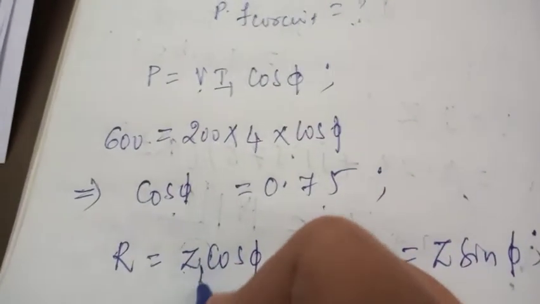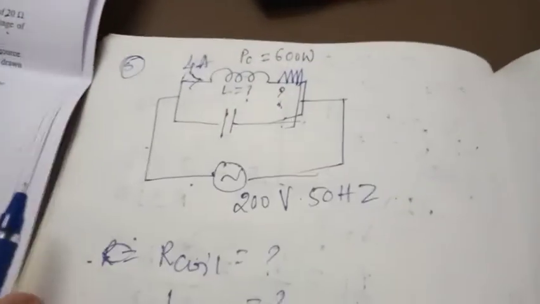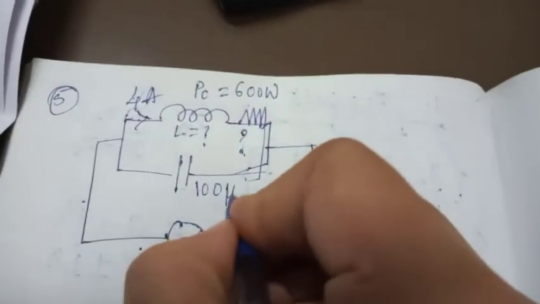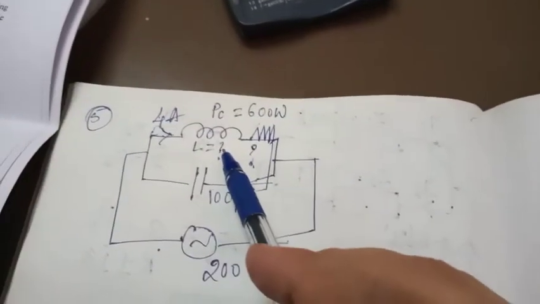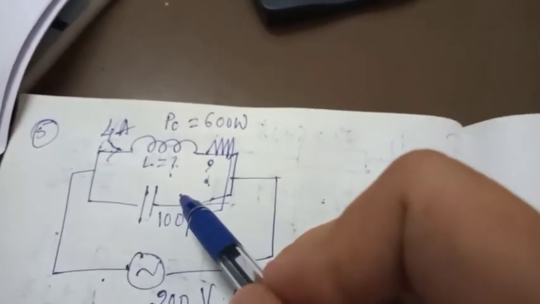Z1, this is the first branch, no? I don't know the Z1 value. How to calculate this Z1 value? What is the capacitance value they have given? The capacitance value is 100 microfarad. So both are connected in parallel. To calculate Z1, what is the method I have to use?